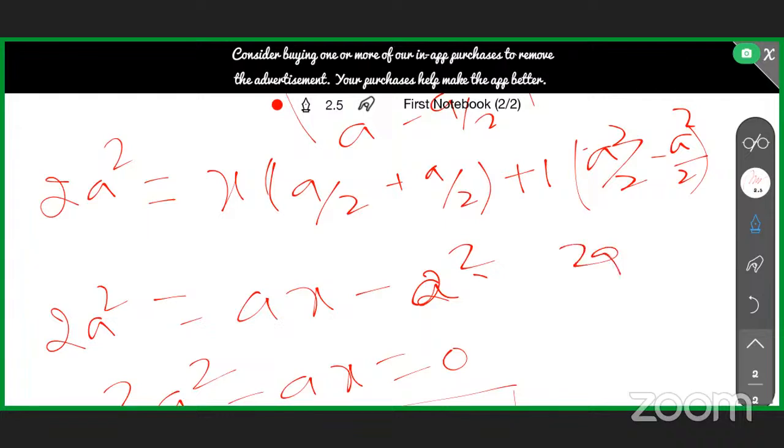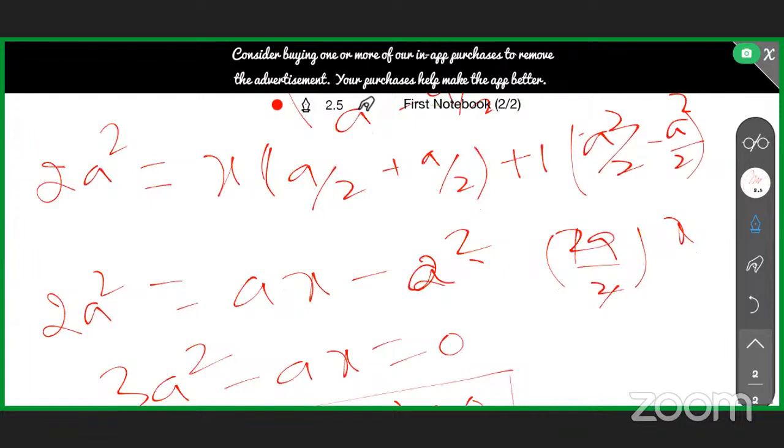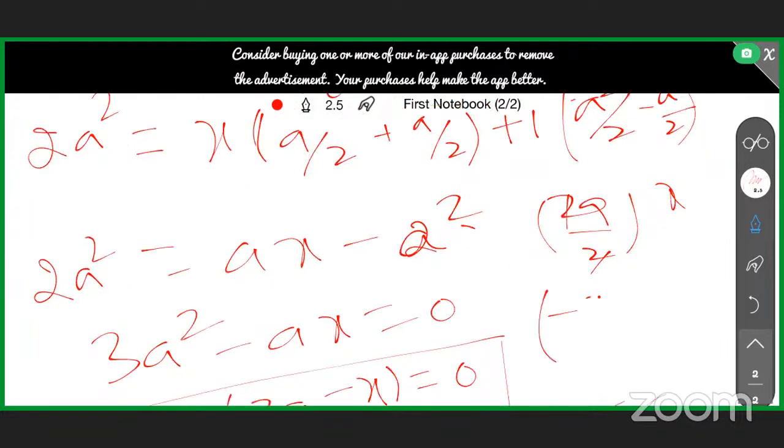This becomes 2a by 2 into x. The 2s get cancelled, so all that is left is a into x. Similarly, the same thing here. Just write it down. Minus a square minus f will become minus 2a square by 2. The 2s get cancelled, so minus a square into 1 is minus a square.